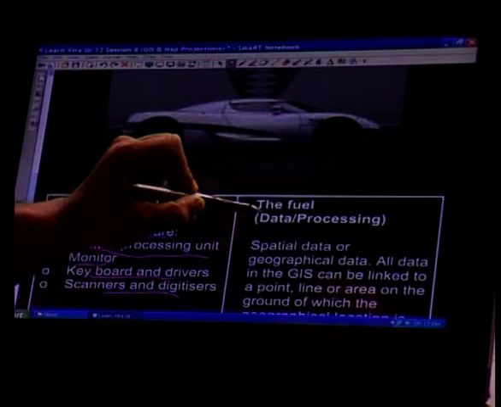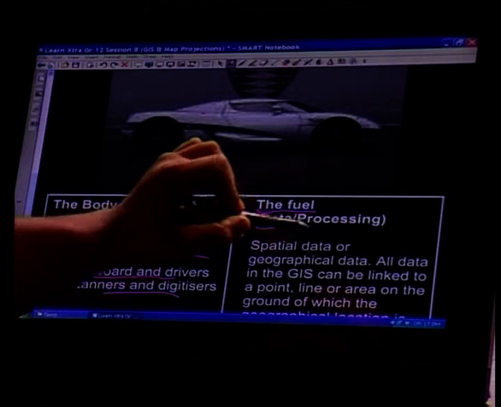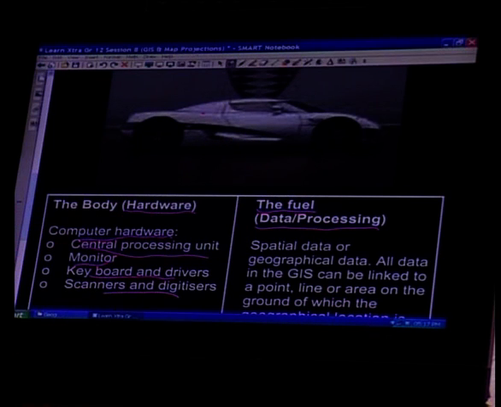Then you need the petrol in the car. Obviously, if you've got the body, you need the petrol. And if you don't have petrol, you can't move anywhere. So the fuel would be the next thing. The fuel could represent the data. Okay? So you would need data in order to determine, if you've got a query, I want to find out which is the shortest road to school, I need data in order to determine that. So it's the petrol which gets the car to move.